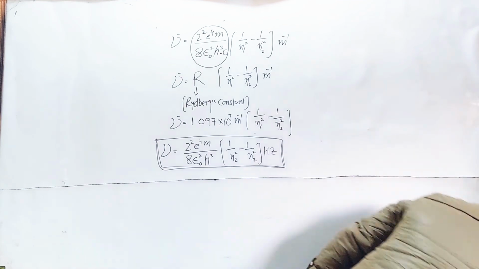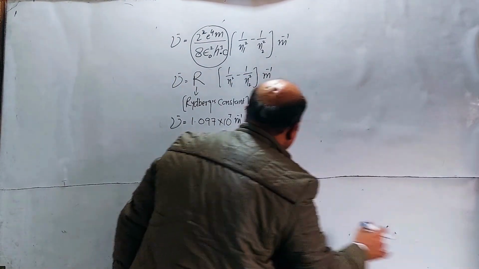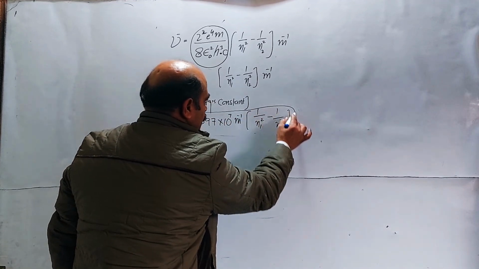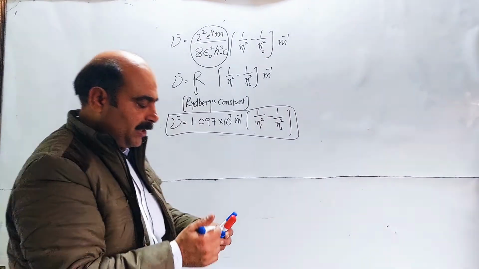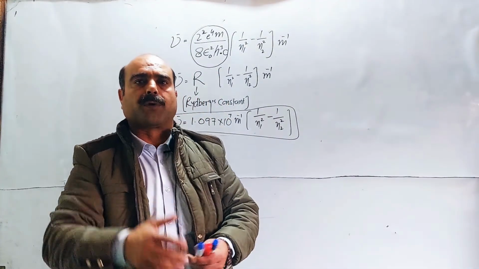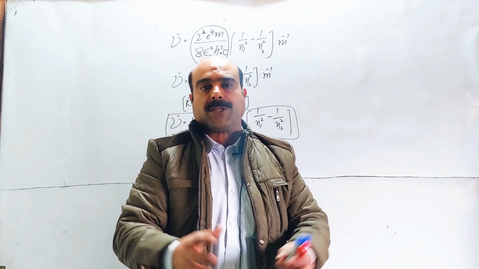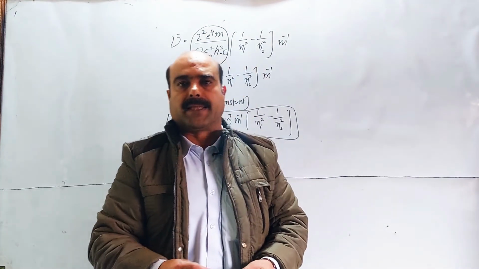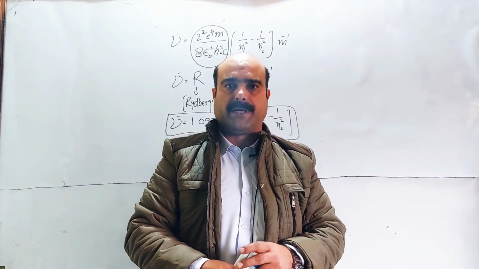So dear students, this final equation is used to calculate the wave number of the emitted radiation when an electron jumps from a high energy level to a low energy level. The topic, students, applications of Bohr atomic model, is very important.